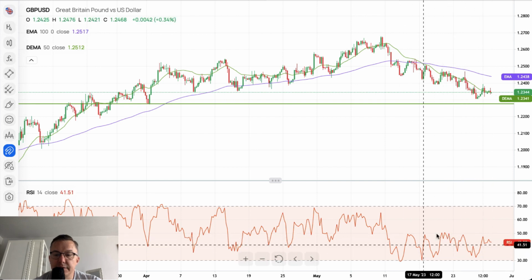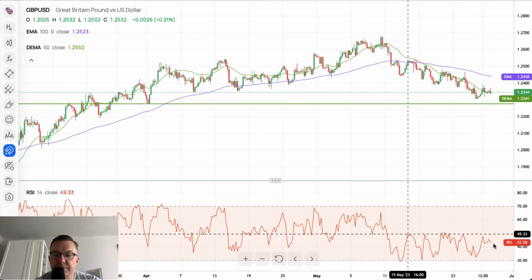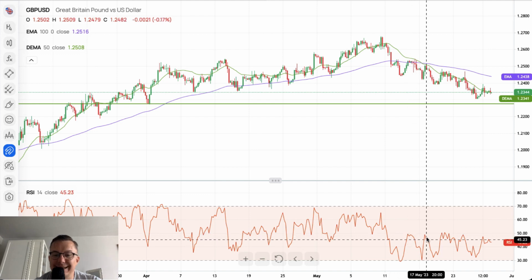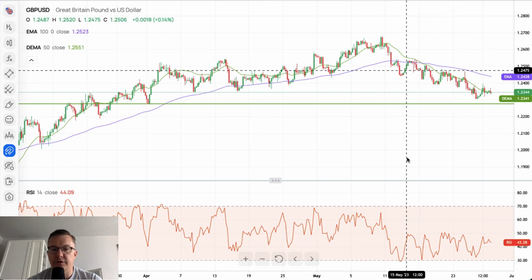Typical momentum for a down market, for a market which is trending to the downside. As you can see, bulls have a problem breaking above the level of the 50s. There is a clear indication that there is bearish pressure on the 4-hour chart on the British pound to American dollar.